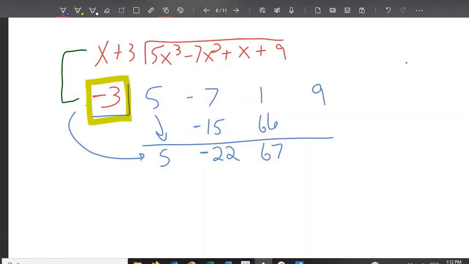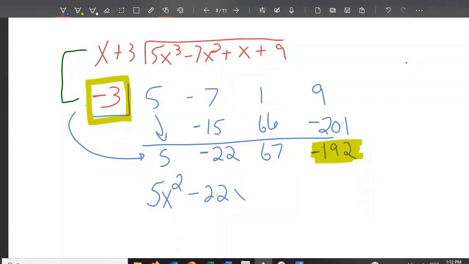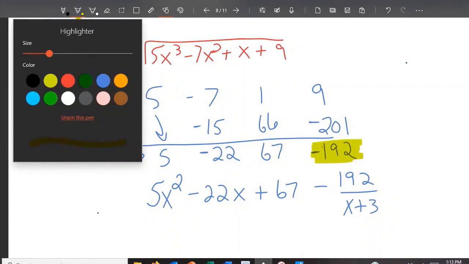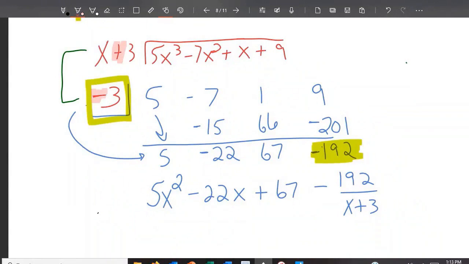Then negative 3 times 67 is negative 201. Combine those together and we'll get negative 192. That's the remainder. Now, we put the variables back with the numbers at the bottom. And we write the remainder over the divisor. So one thing you've got to remember is if it's a plus sign here, it's a minus sign there.